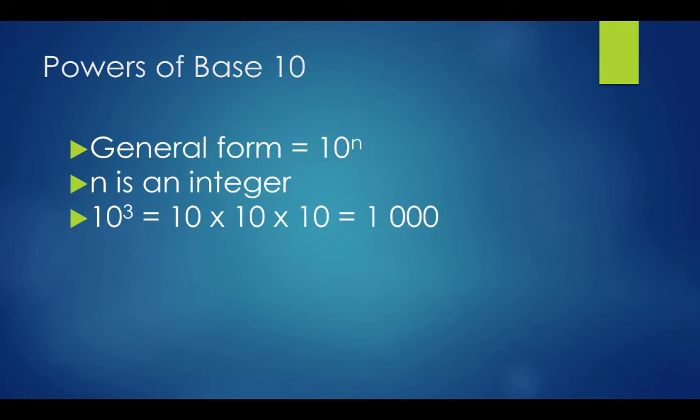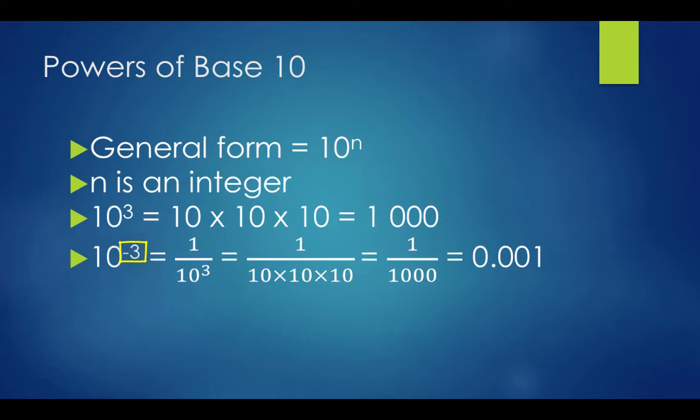What happens if our exponent is a negative value? Well, 10 to the power negative 3. If you recall, the negative exponent means to take the reciprocal while changing the negative to a positive exponent. As a fraction form, it's 1 over 10 to the power 3. 10 to the power 3 means to multiply 10 by itself 3 times, which is 1 over 10 times 10 times 10, which equals 1 over 1,000, which equals 0.001 in standard form.